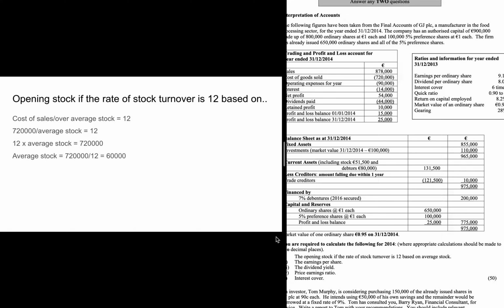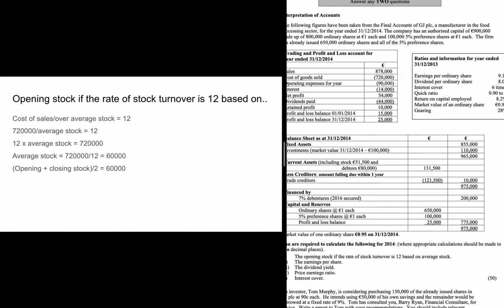Now you have the closing stock. And the closing stock is 51,500. That's 8,500 below 60,000. So therefore, the opening stock has to be 8,500 above 60,000 if it's an average. Remember, an average of 2 numbers is the number in the middle between them. So you could just do it that way. And you know it's 68.5.